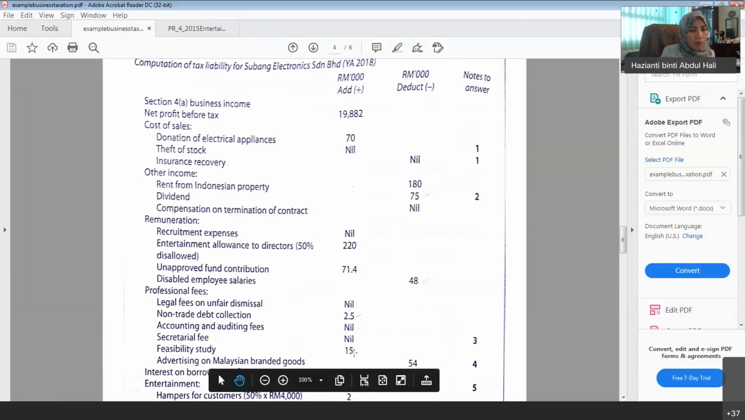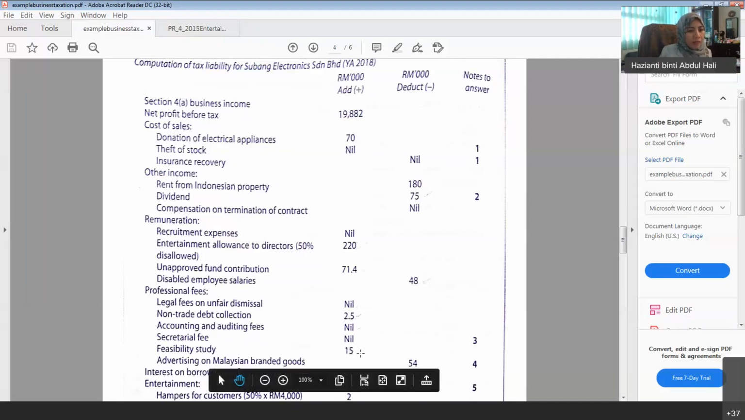Feasibility study kena tambah balik sebab tak boleh tolak. Sebab feasibility study dia bukan untuk produk ke apa kan. Feasibility study dia for expansion of operation Indonesia. Dia bukan study untuk produk tapi study untuk expansion business. So tak boleh tolak lah, kena tambah balik.